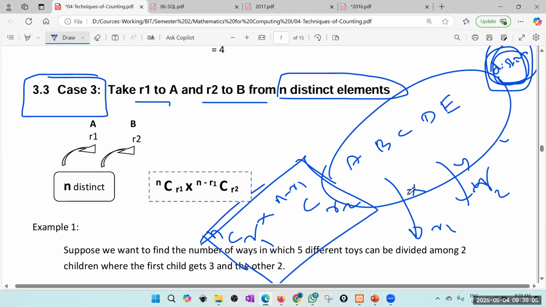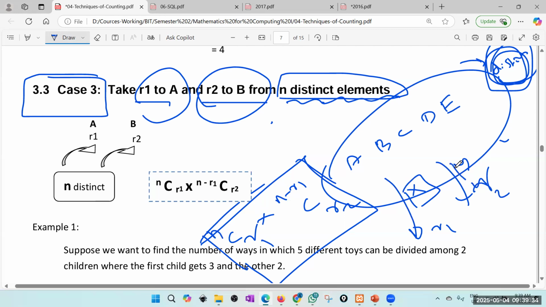Now, I told you to listen carefully. I use this word distinct a few times. So these are distinct elements, distinct, not the same. But now we are taking R1 of type A, R2 of type B, or R1 of type X, R2 of type Y, and so on. So then how do we get the same type of things when we have distinct elements? So this type is a different concept.